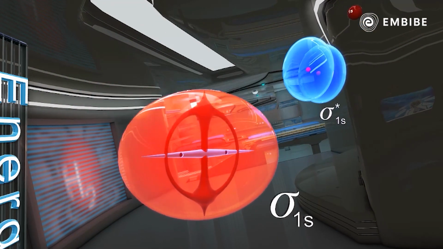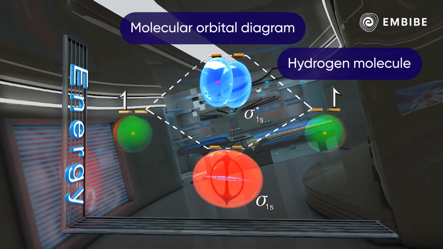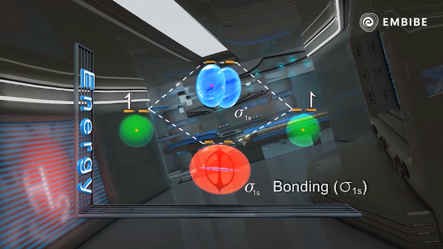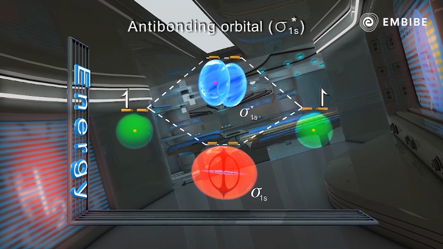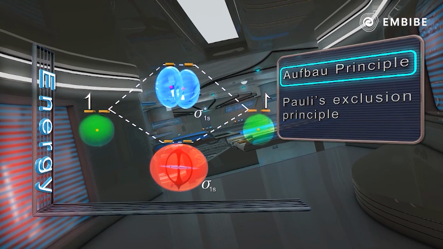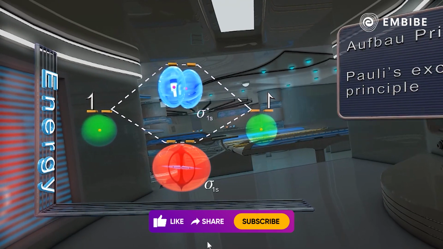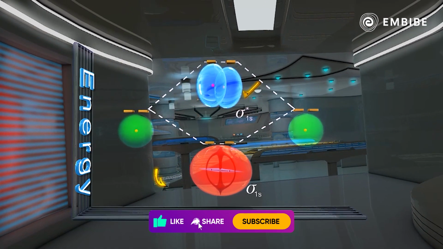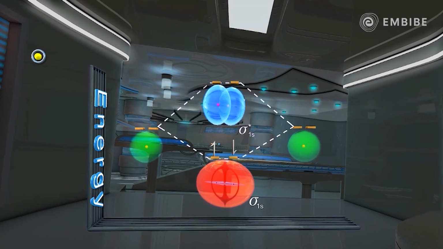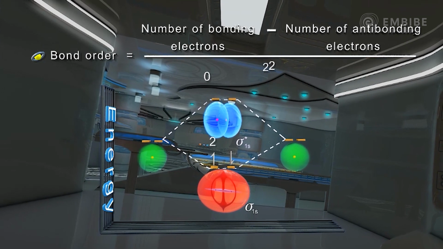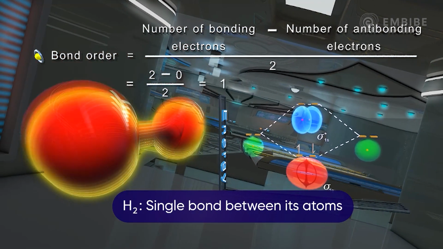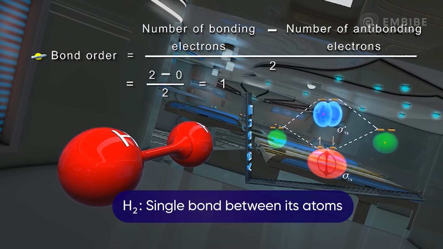To calculate the bond order of hydrogen, let's look at its molecular orbital diagram. Hydrogen has one bonding and one anti-bonding molecular orbital in which the two electrons get filled in accordance with the Aufbau principle and Pauli's exclusion principle. Both the electrons are filled in a bonding orbital and the anti-bonding orbital remains empty. From the given formula, its bond order is calculated and it comes out to be 1. This shows that a hydrogen molecule has a single bond between its atoms.